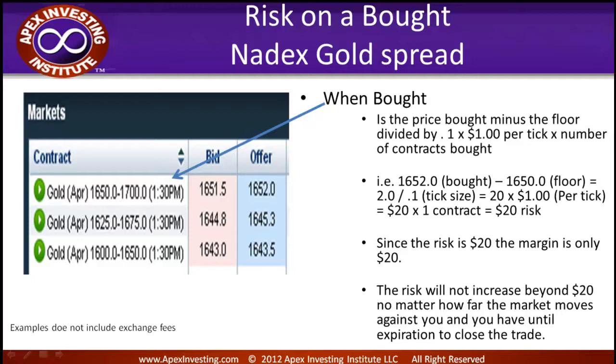If you did one contract, you'd have a $20 risk on the trade. Since the risk is only $20, your margin is also only $20, and your risk will never increase beyond $20 no matter how far the market moves against you. And again, you have until expiration to close the trade. You can close it at any time, but you're not out of the trade. Your risk is simply capped.